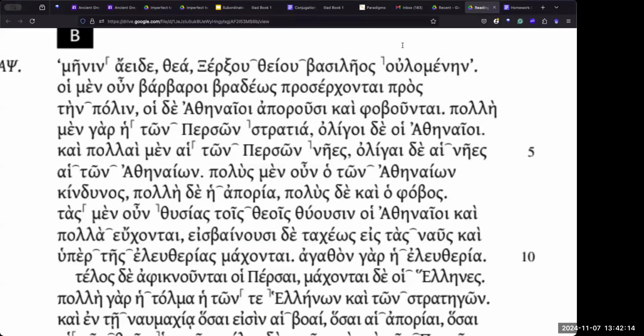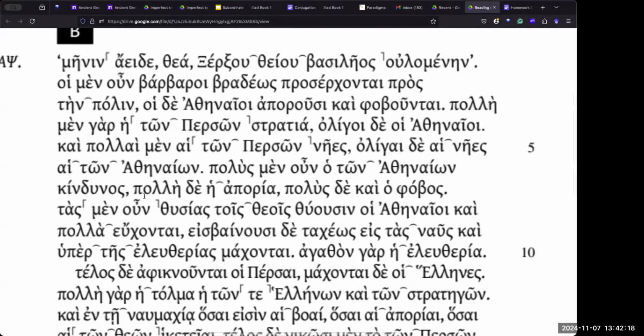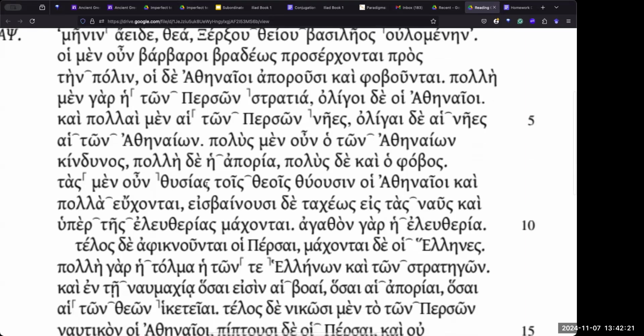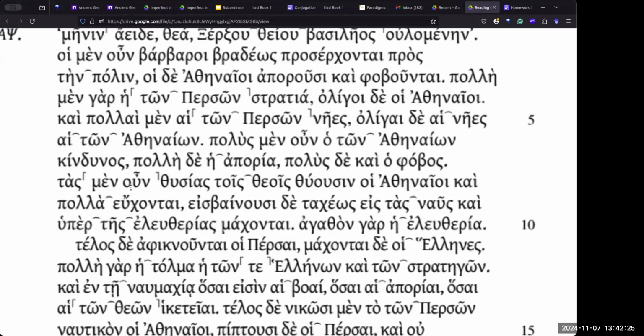So in our story here, we could throw in an ἐστίν if we wanted, but we don't need to. The verb to be, that's often why they leave it out. It's not a thing here. All right, but then we move down to τὰς μὲν οὖν θυσίας τοῖς θεοῖς θύουσιν οἱ Ἀθηναῖοι. So the Athenians are sacrificing sacrifices to the gods. Now we want to say the Athenians were sacrificing sacrifices to the gods.